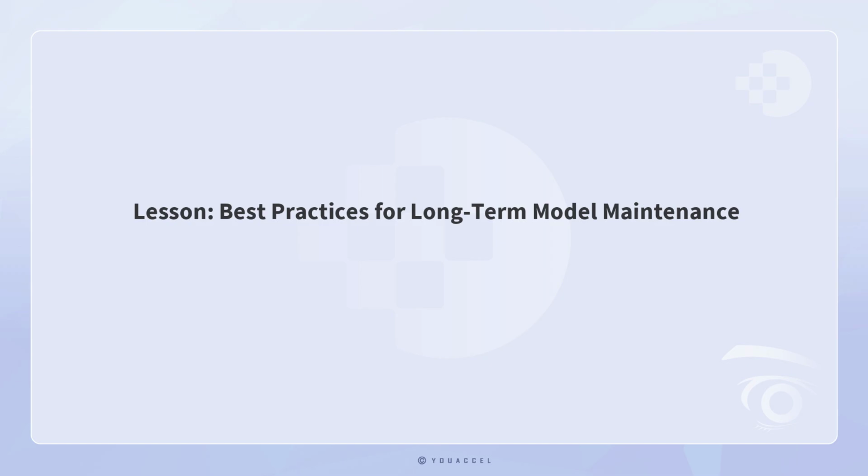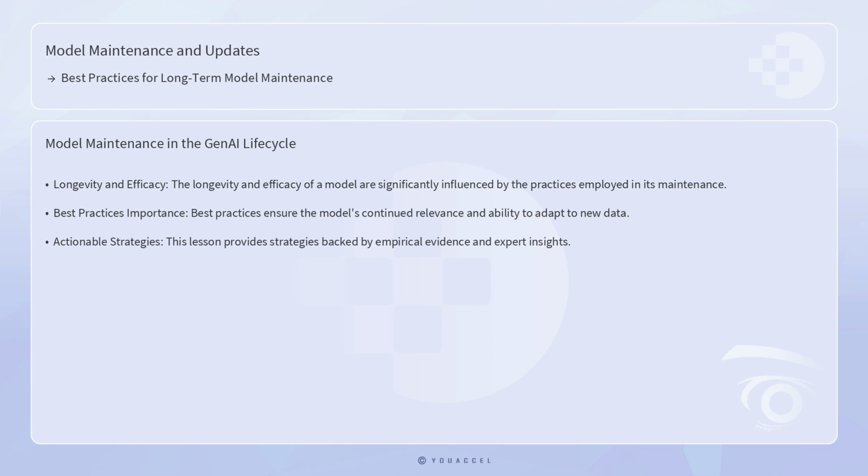Lesson: Best practices for long-term model maintenance. Model maintenance and updates are critical components of the GenAI lifecycle. The longevity and efficacy of a model are significantly influenced by the practices employed in its maintenance. Best practices for long-term model maintenance ensure not only the continued relevance of the model, but also its ability to adapt to new data and changing environments. This lesson delves into these best practices, highlighting their importance and providing actionable strategies backed by empirical evidence and expert insights.